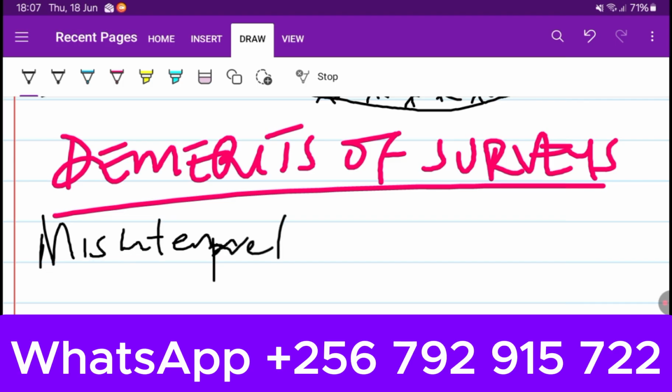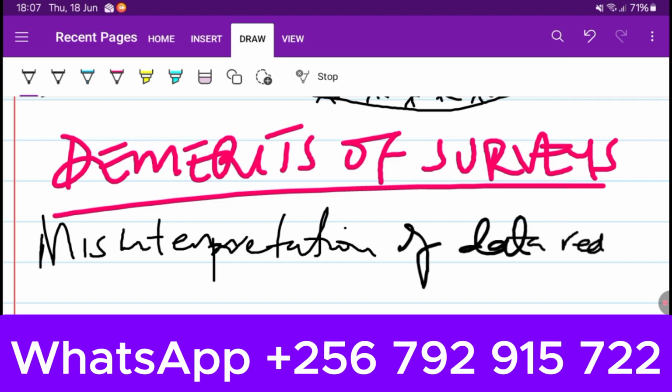Misinterpretation of data results. Someone may rate you with a 5 star, yet someone just picked, didn't even read, just picked, rated, and moved on. So it can be misinterpreted, whereby you may think you are doing good, yet you should actually improve your service.